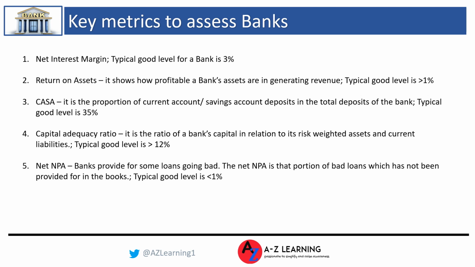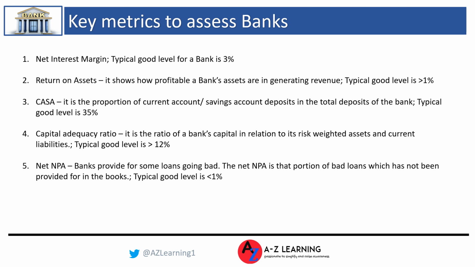And net non-performing asset basically means the portion of the bad loan which the bank has not yet provided for in the books. Usually when a loan goes bad, say there was a loan of 10,000 crore which went bad, banks start to provide for it. But they normally provide for say 7,000 crore, 8,000 crore, depending on how bad it is. But they never provide for 100%. So the part which is not provided for in the P&L is called net non-performing asset.